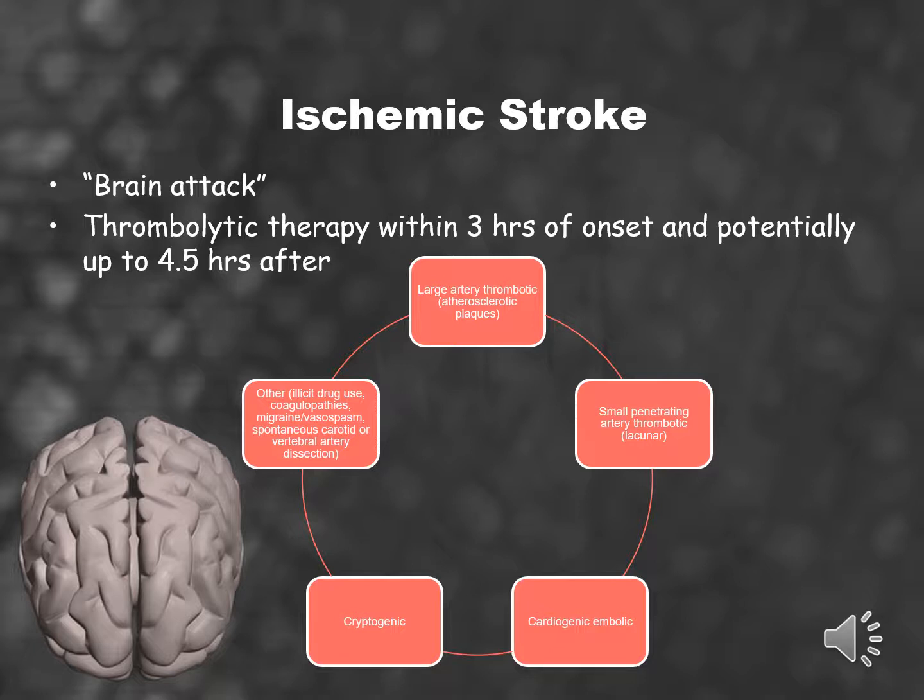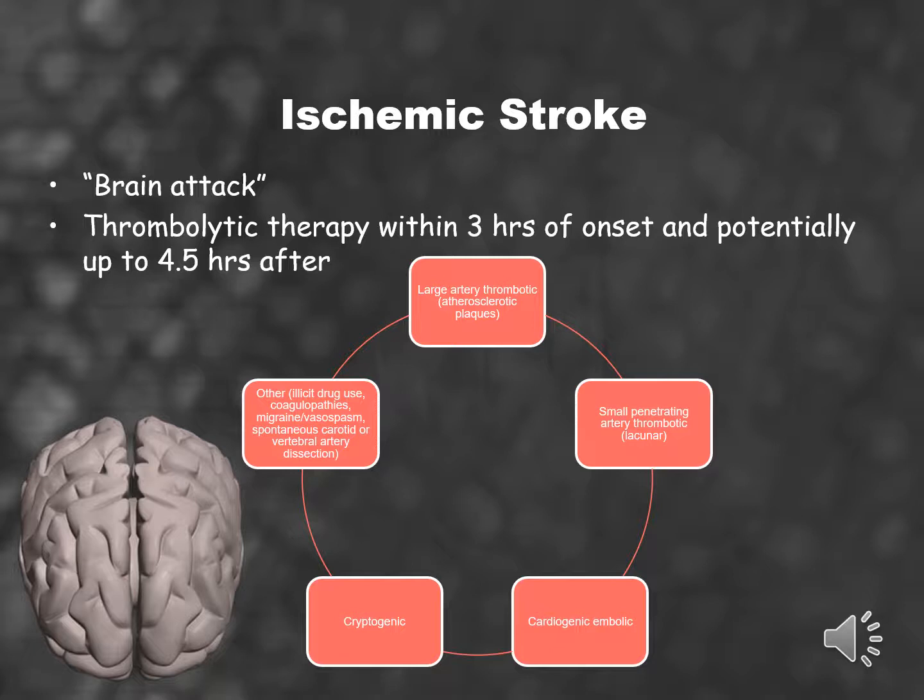Some of the different types of strokes include things like large artery thrombotic strokes. So this is from things like atherosclerosis, small penetrating artery thrombotic strokes. So these are also known as lacunar strokes because these leave little holes or cavities in the area of the brain tissue that is affected. So that's why they're called lacunar strokes. So those are of those smaller arteries.